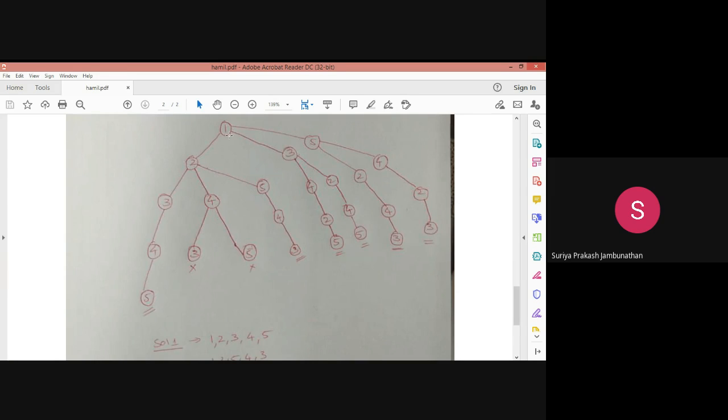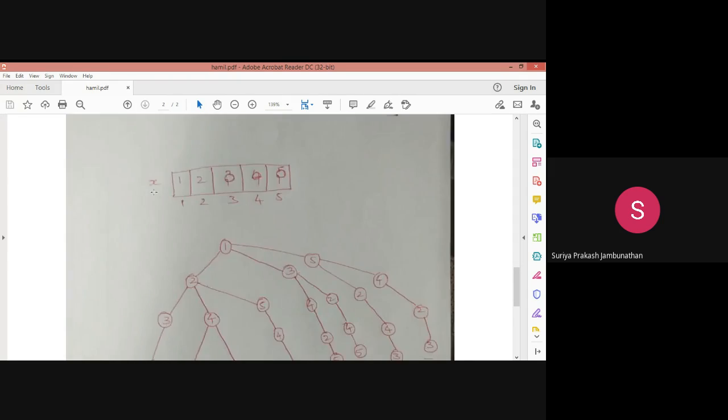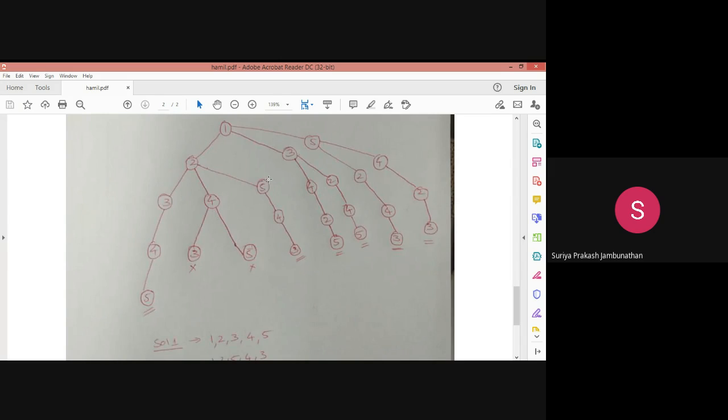Next way, here we are having 1, 2. After 2, we are visiting 5. After 5, we can go for 4. After 4, we can go for 3. So this is one cycle. So 1, 2, 5, 4, 3, then reaching 1 again. So this is one cycle. This is one Hamiltonian cycle solution. Like that, we have further solutions.